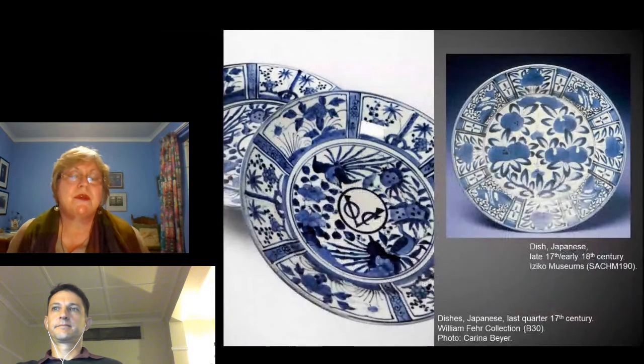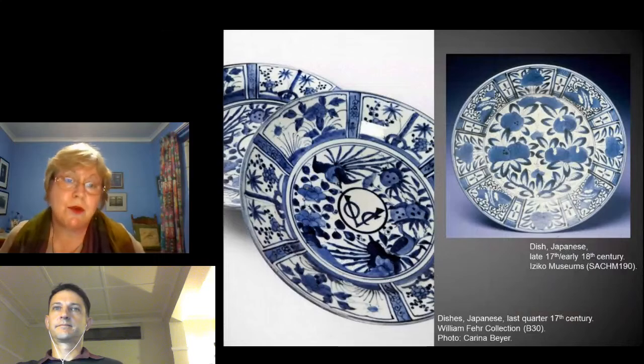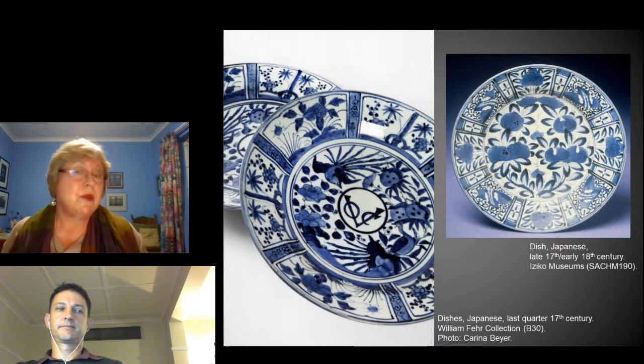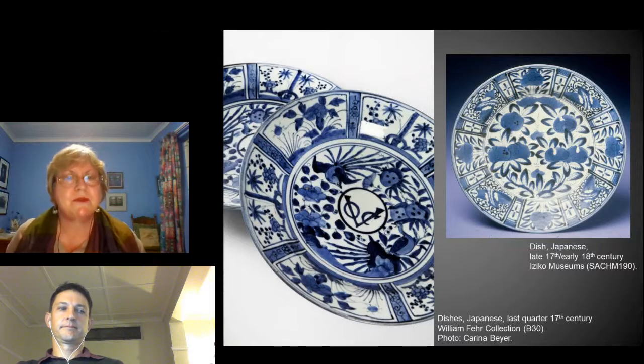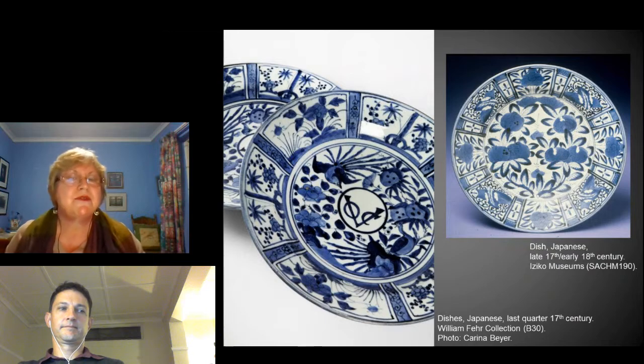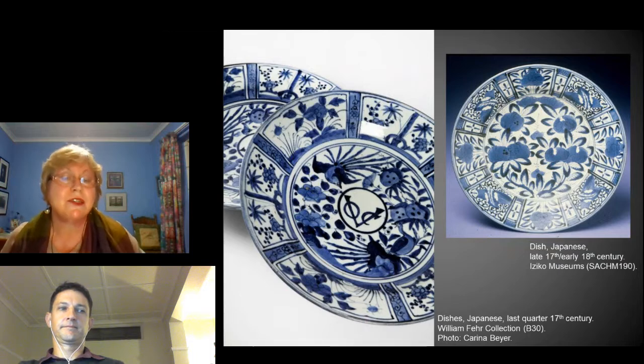And then, of course, what else but the old VOC plates, the blue and white Japanese plates? Of course, not for normal burgers, but these were specifically made from about the 1660s onwards for official use. So you would find this on the table of the governor, not just Batavia and other trading posts in Asia, but also at the Cape of Good Hope.